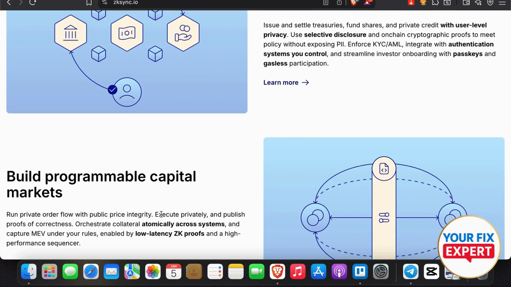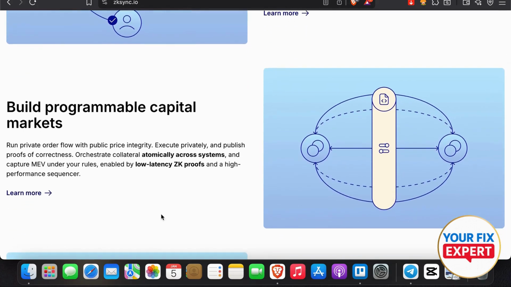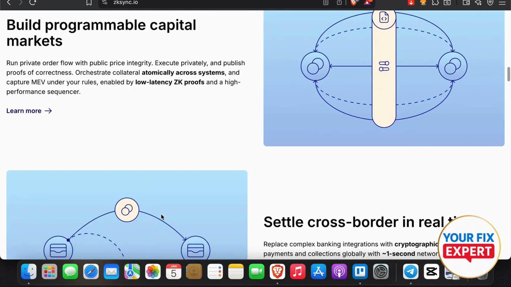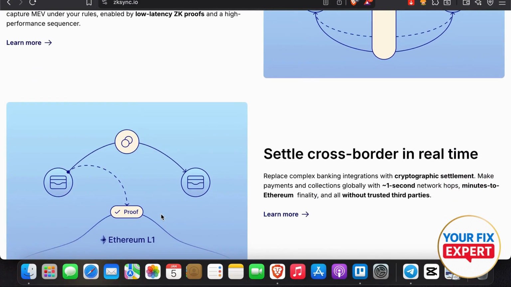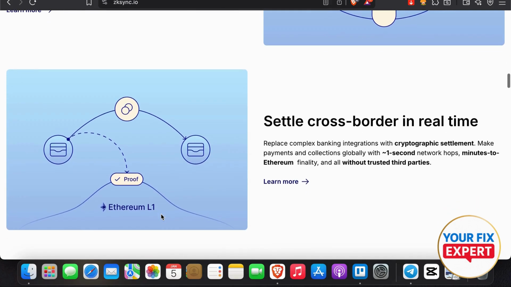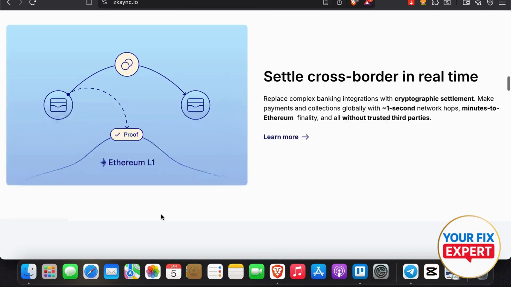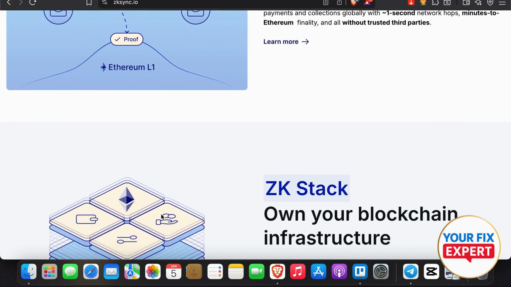How ZkSync works, right? Imagine Ethereum as a busy main highway that gets congested and expensive during rush hour. ZkSync adds an express lane, or layer 2, to handle most of the traffic. So instead of processing each transaction individually on the main Ethereum chain, ZkSync bundles, or rolls up, thousands of transactions into a single batch off chain.